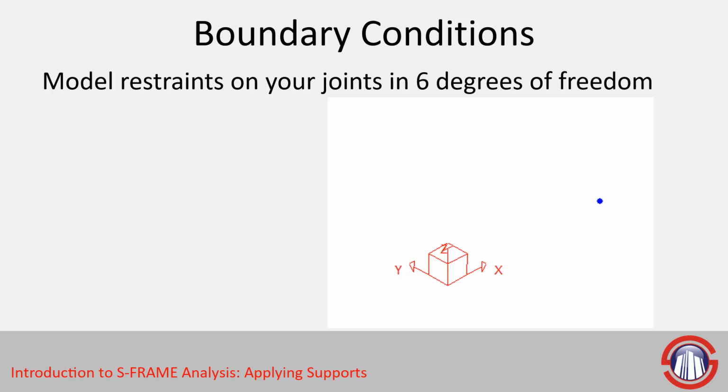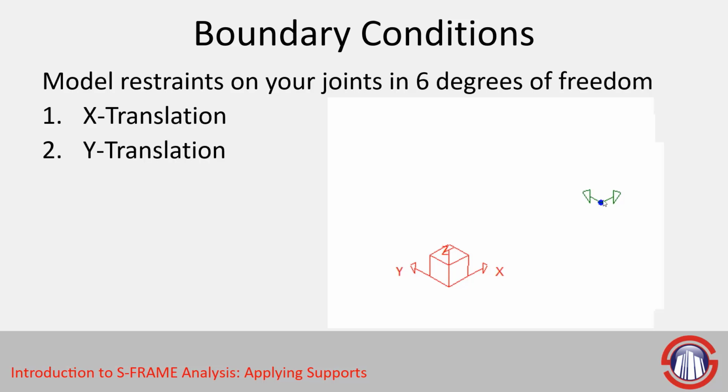So imagine here, this is my global coordinate system origin right here. This is the global X, Y, and Z. And this is my joint. We can apply joint restraints in different degrees of freedom. We can do X translation, and if we just apply an X translation support, that's going to be represented with a single green arrowhead in the X axis. Y translation will be represented with a single green arrowhead in the Y axis, and Z translation will be a single green arrowhead in the Z axis.